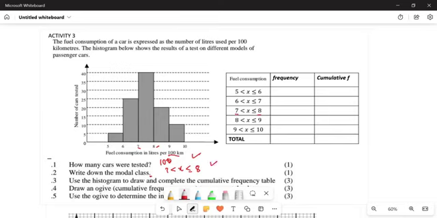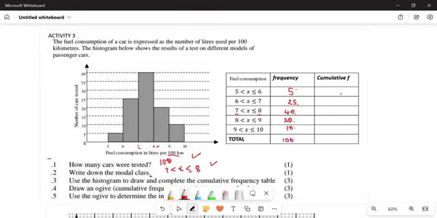All right, then you say use the histogram to draw and complete the cumulative frequency. So first you have to put the frequency before you can go to cumulative. Between 5 and 6, how many do we have? We have 5. Between 6 and 7, we have 25. Between 7 and 8, we have 40. Between 8 and 9, we have 20. Between 9 and 10, we have 10. If you add these together, they give us 100.